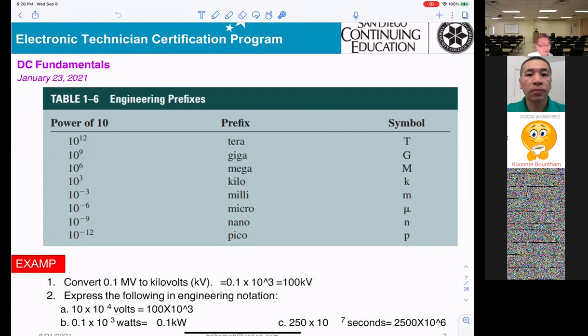Sometimes you can't remember. However, if you keep practicing, that will help, and you can get along. For example, they say I have 0.1 megavolt and I want to change it to kilovolt.